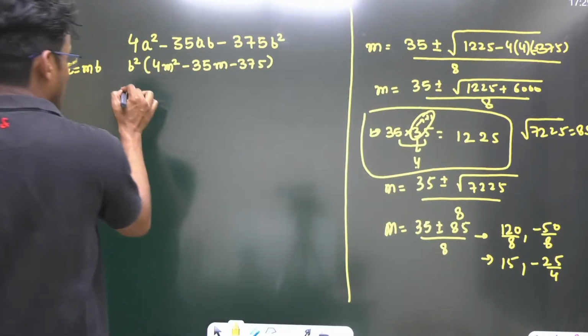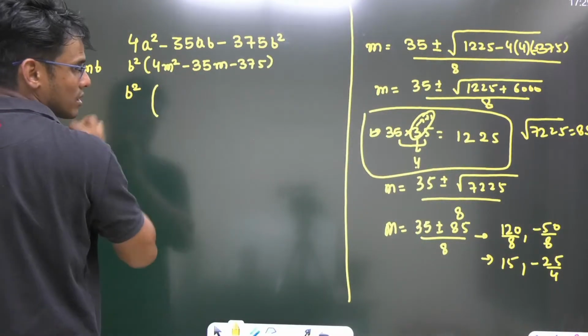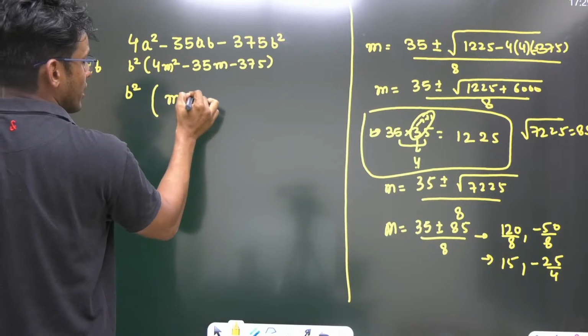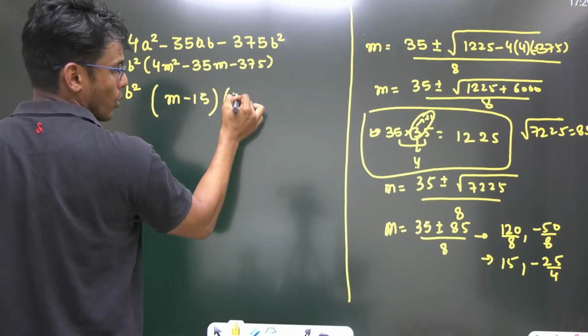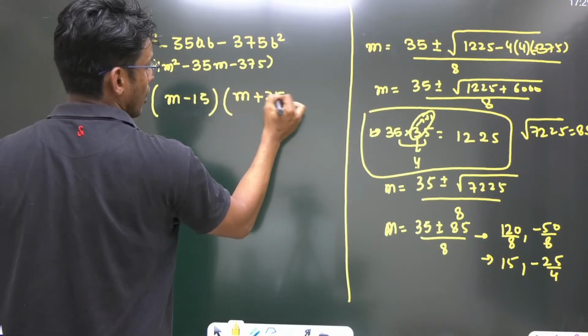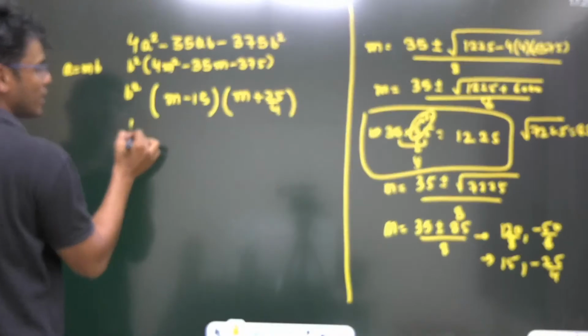Right? So what I am trying to say here is this becomes M minus 15. These are two roots based on quadratic formula. Now if you cross multiply and match the leading coefficient, you get this.